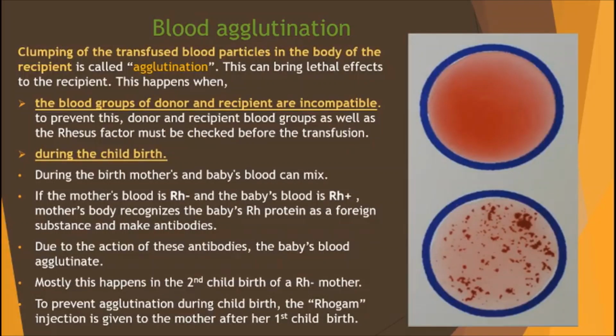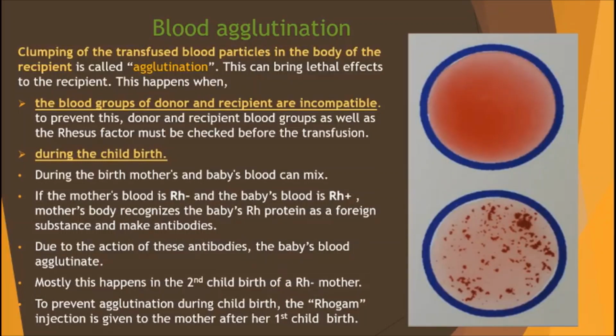Agglutination can take place in two incidents. The first one is when the blood groups of the donor and the recipient are incompatible. That's why we mention that compatibility must always be checked when donating blood.